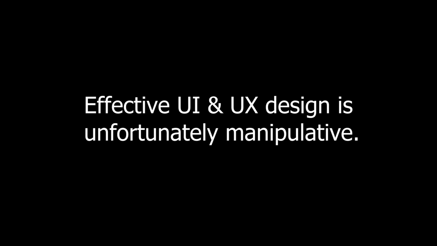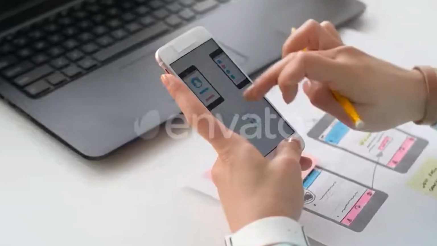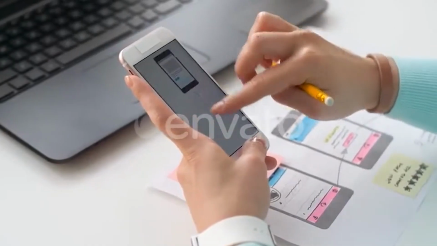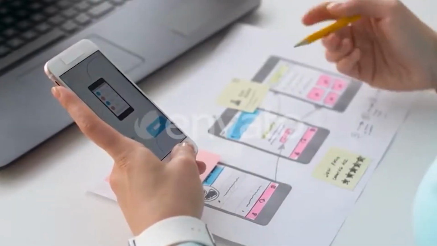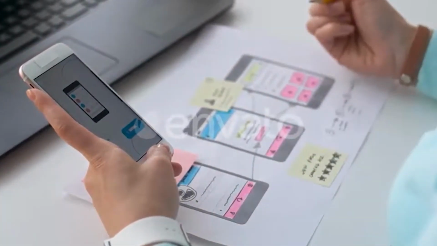Effective UI and UX design is unfortunately manipulative. Of course, that's not true for every case of effective design, but the trait that all UI and UX design shares is that when it's functioning effectively, it tends to disappear into the main functionality of a given design, and the user doesn't even notice it.